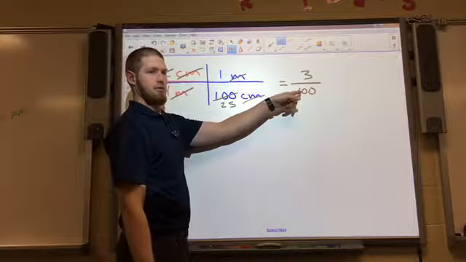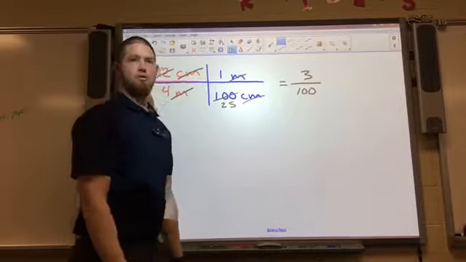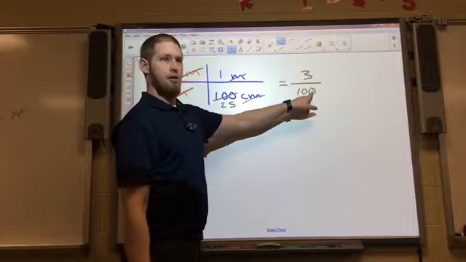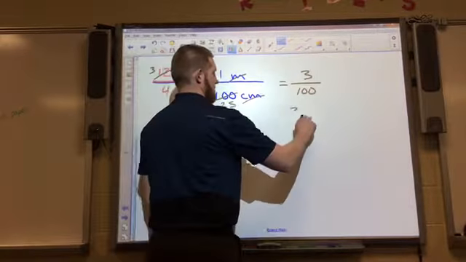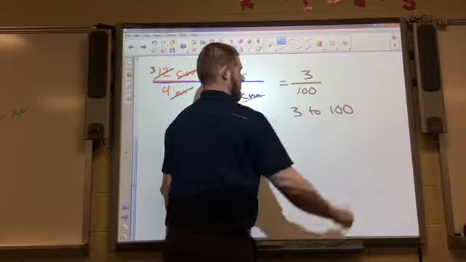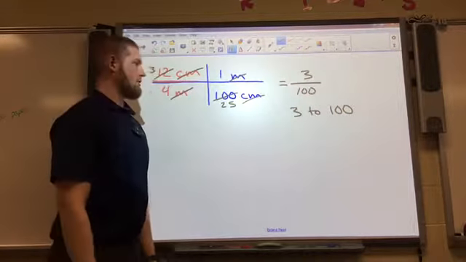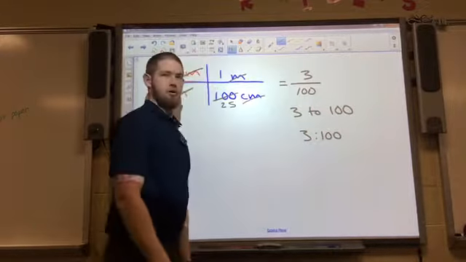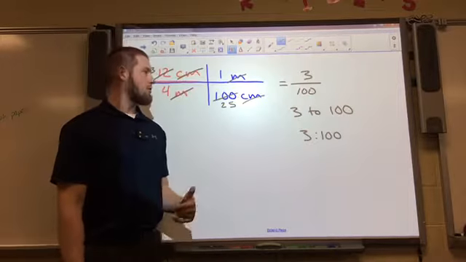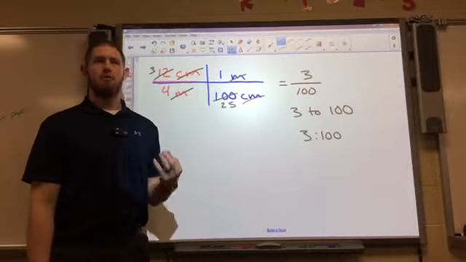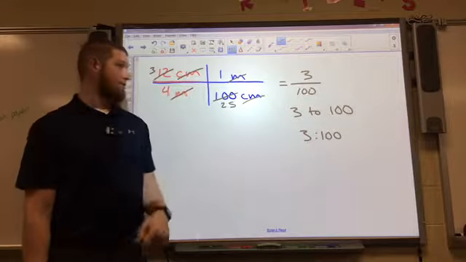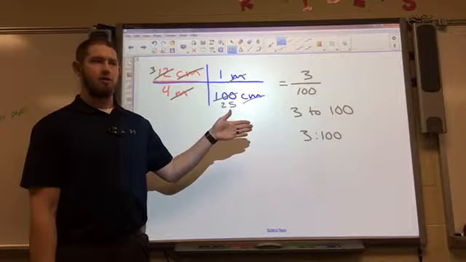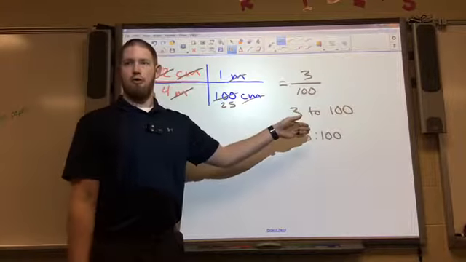3 to 100. Now there's multiple ways you can write this answer. You can write this as 3 to 100, or as a fraction, 3 over 100, or with a colon, 3:100. So how many ways can you write the same ratio? 3. And at some point, whether it's today or tomorrow, I can't remember, your assignment's going to ask for this. They're going to say write the ratio in 3 different ways. These are your three different ways.